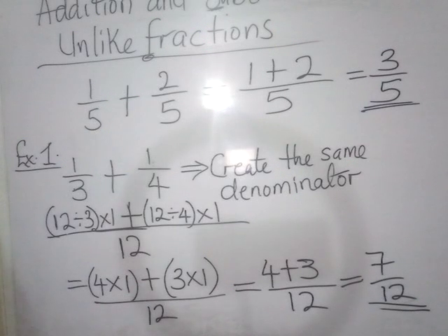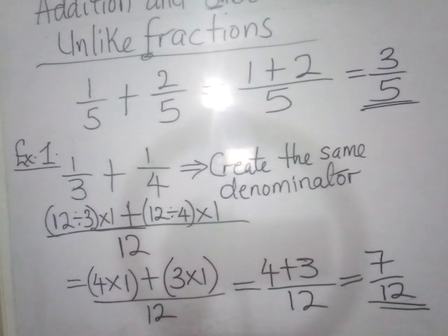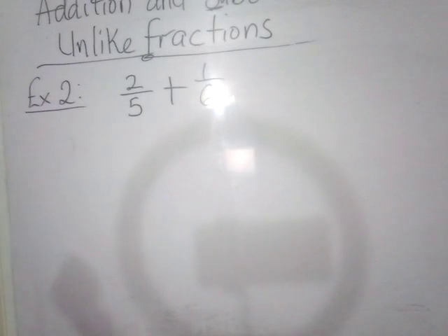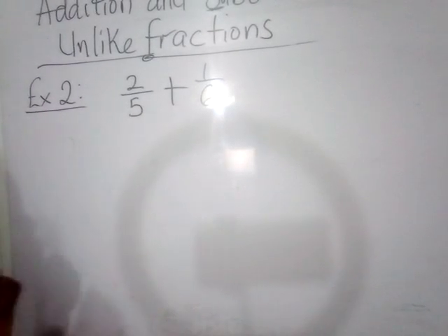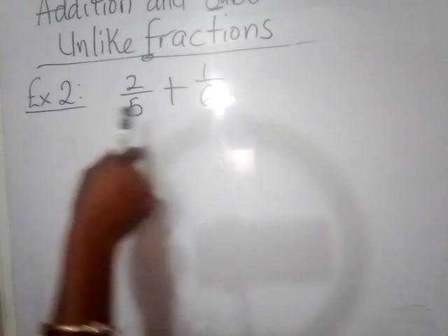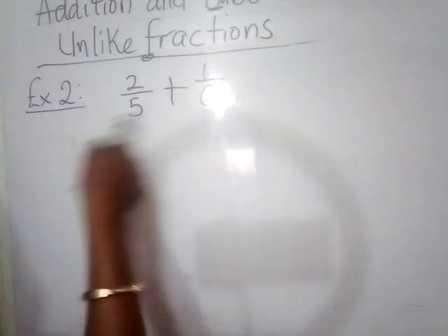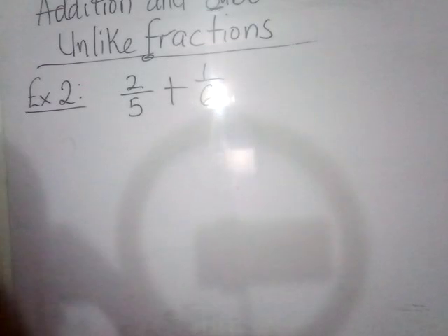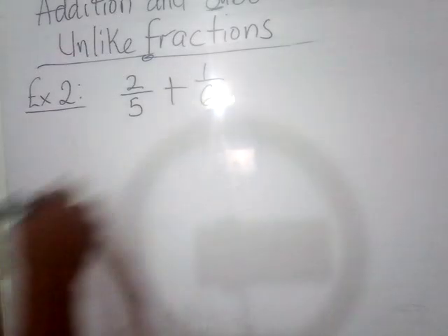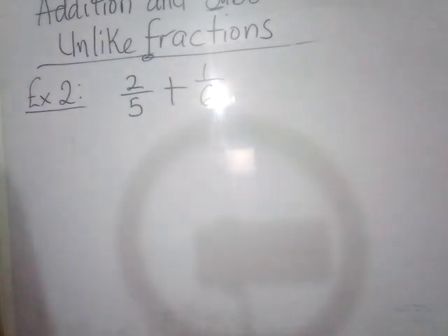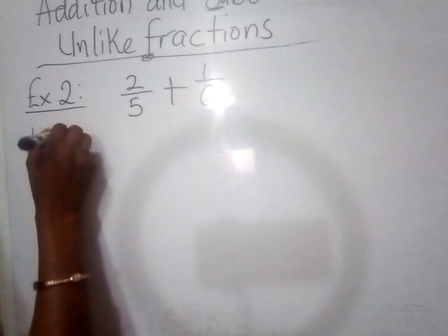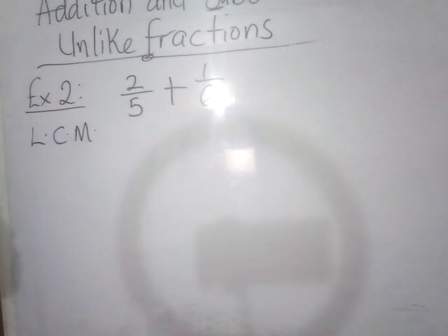Okay, we are going to take another example to have a better understanding of this. All right, the second example we're going to look at here is 2/5 plus 1/6. If we look at the two fractions, we can see that they don't have the same denominators. So we need to first get a common denominator for them before we go ahead and add. To get a common denominator, we're looking for the LCM of the two numbers.